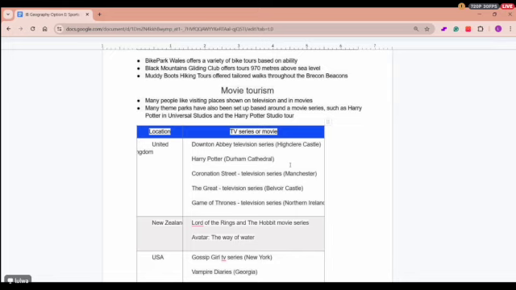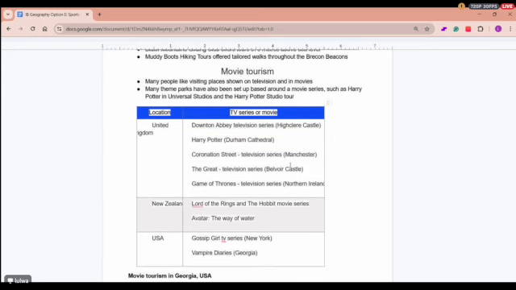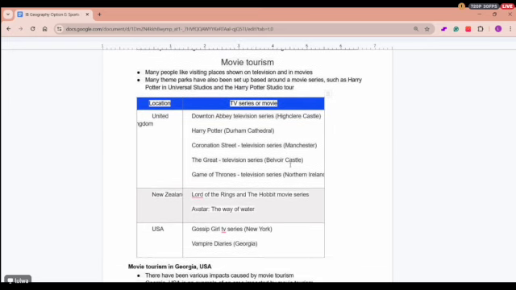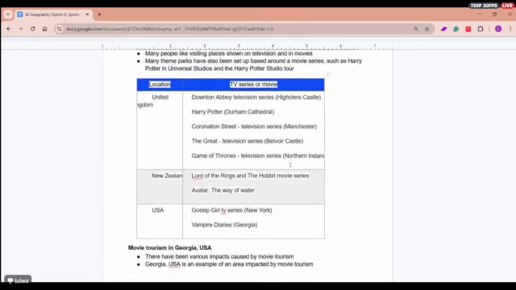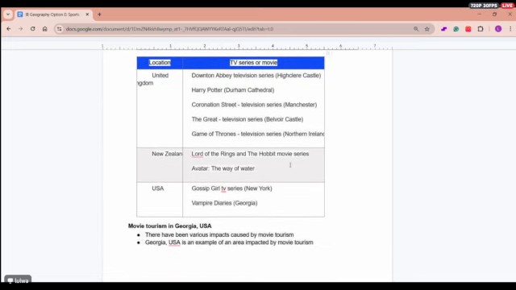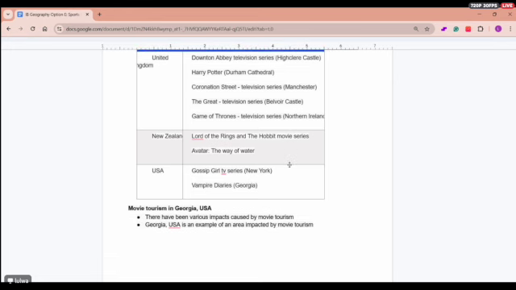So, movie tourism. Movie tourism is where many people like visiting places that are shown in television or in movies. For example, in the United Kingdom you have Downton Abbey, Harry Potter, and Game of Thrones. Those were all in the United Kingdom. New Zealand has Avatar and Lord of the Rings. The USA has Gossip Girl, Vampire Diaries, Friends, Spider-Man, and so on and so forth.